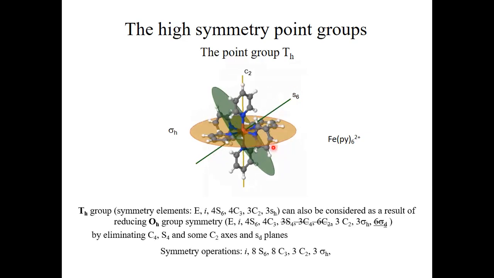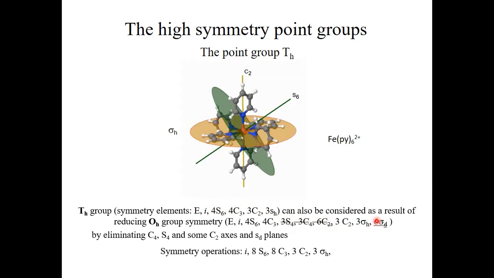Okay, so overall, we see that the identity, of course, remains, the S6 remains, the C3, the C2, and also the sigma H. By the way, also this inversion center is still there. But all the other symmetry elements are gone, namely the C4, the S4, and the 6 C2, as well as the sigma D.